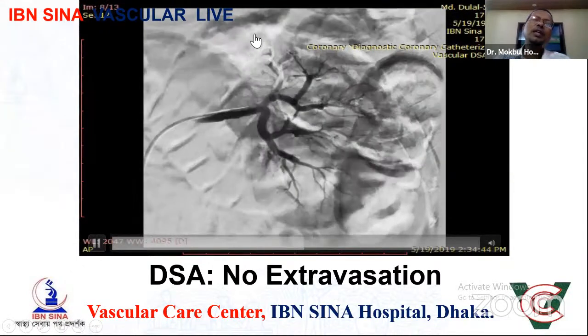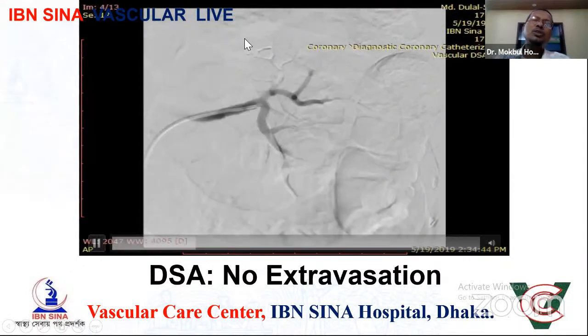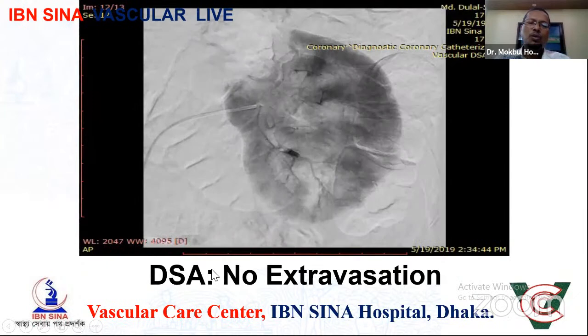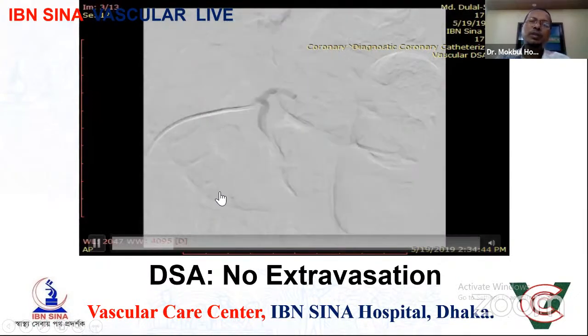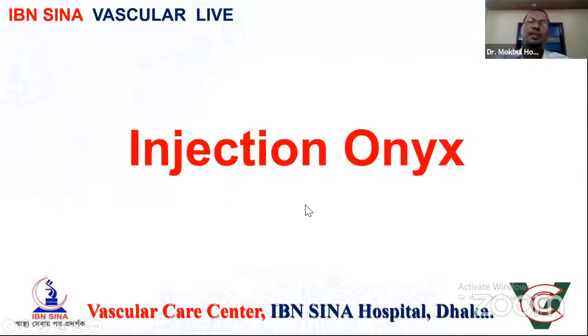And last of all, there is no extravasation and there is no bleeding. So no extravasation, and ultimately there was no hematuria and the patient was settled. This is another important agent.